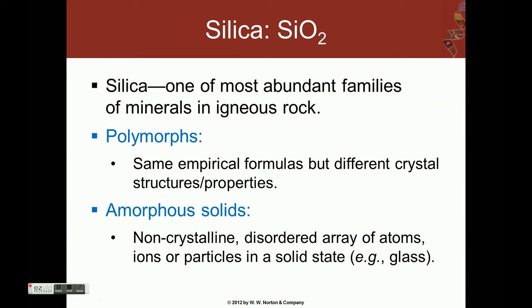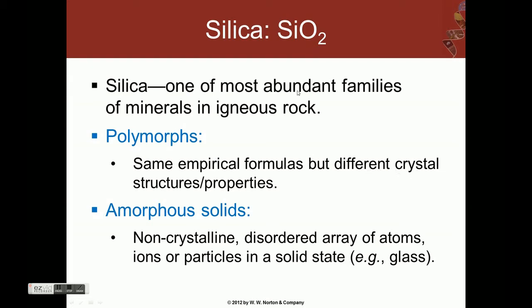We're going to start with one of the basic ingredients, silica. Silica is one of the most abundant families of minerals in igneous rocks. Remember, igneous rocks are volcanic rocks. Silica has the empirical formula SiO2, but it turns out that silica structures can be quite variable. They have many what we call polymorphs, poly for many, morph meaning form. They all have the same empirical formula but different crystal structures and different properties.